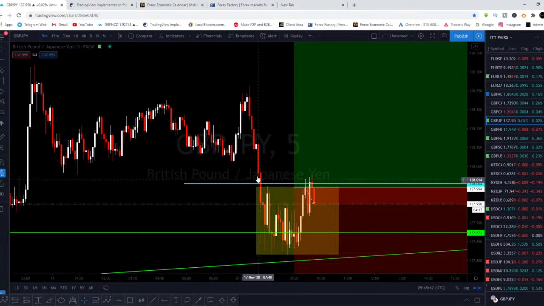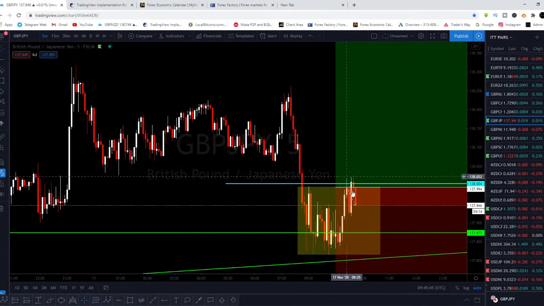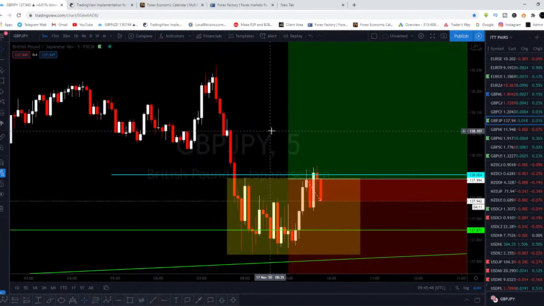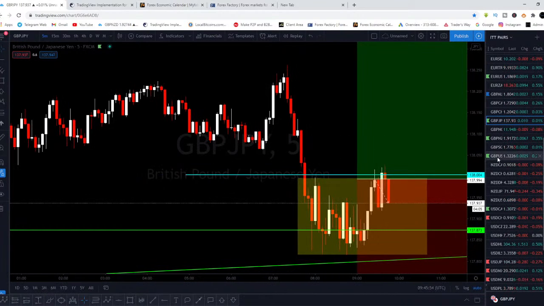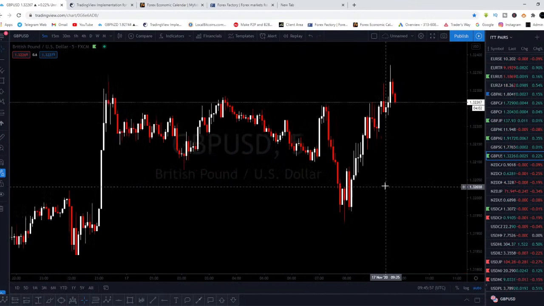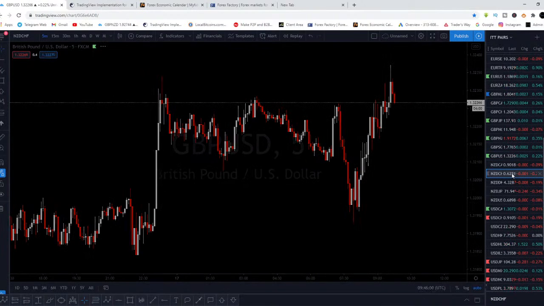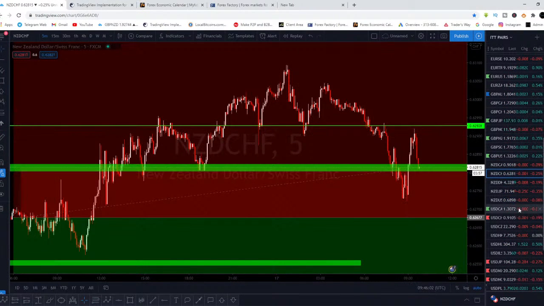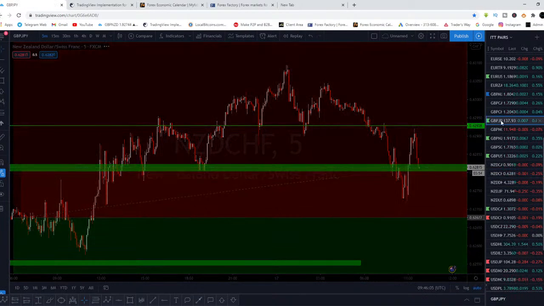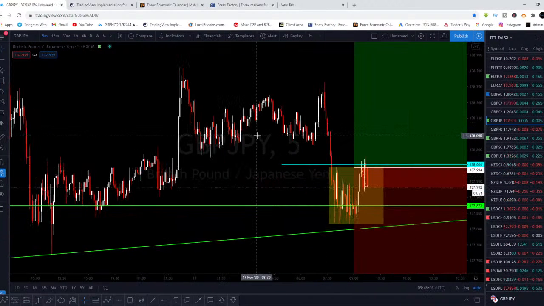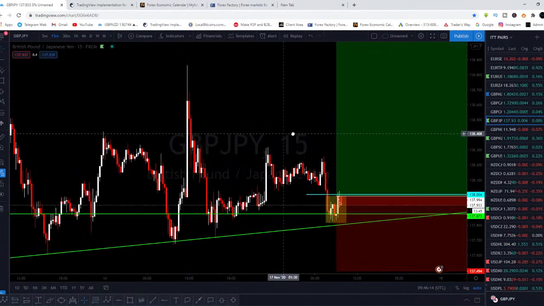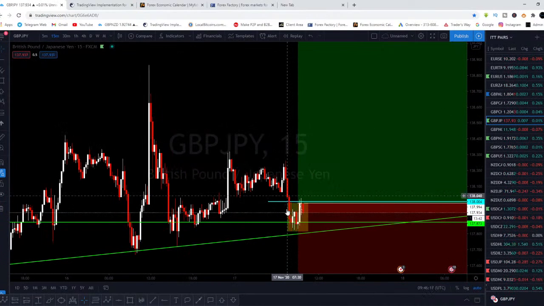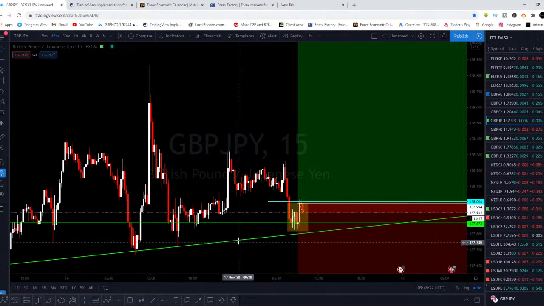So NZD/JPY, GBP/JPY, trying to go back in again for another negative. Let's see, let's see. So yeah, of course I'm in a buy. I'm in a buy on this trade. Just bought it. So let me copy the data and paste it right here as well.